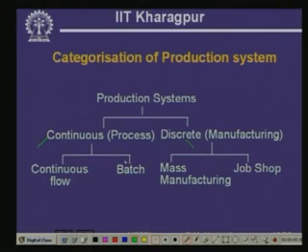Similarly, you could have a batch process, where the product varieties are more in number, but the product quantities are less. Typical examples are pharmaceuticals or paints. So you have a larger number of products. They are still continuous processes, but each gets manufactured in smaller quantities.